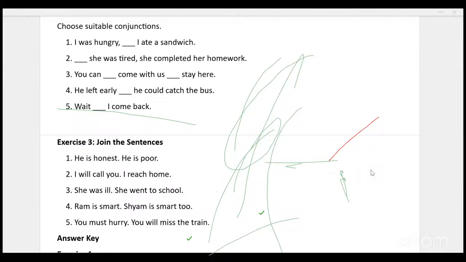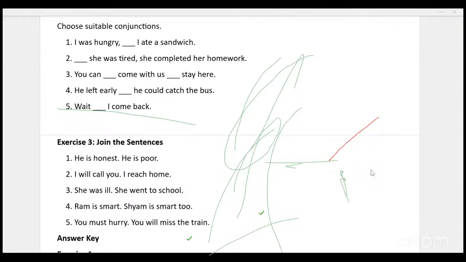I will come if you call me. Otherwise, we can say I won't come unless you call me. We can also say I will come if you invite me. Call me is also correct. Invite me is also correct. Are there any more sentences?